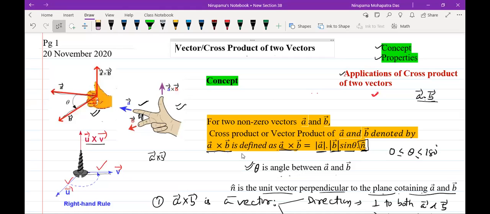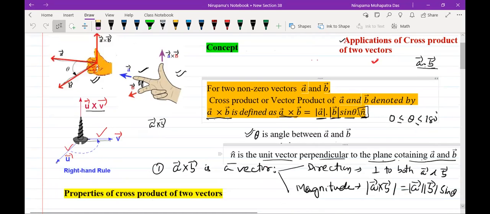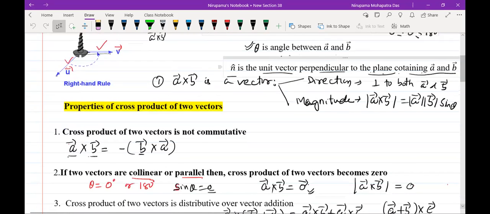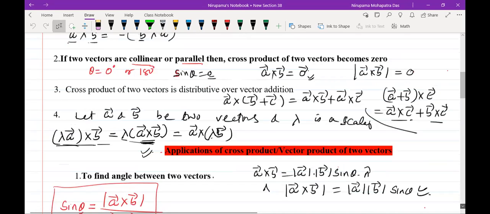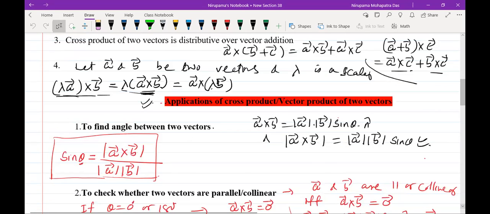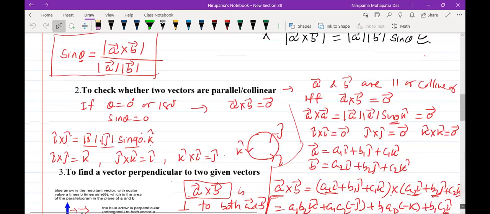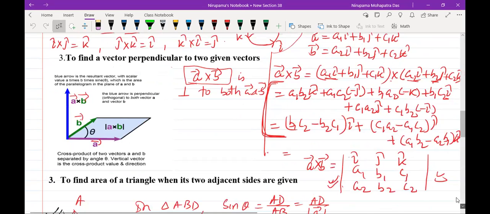I think I should have told you here, whenever you are checking for 2 vectors parallel, collinear. It is one of the applications to check whether 2 vectors are parallel, collinear or not. So what is the condition for 2 vectors to be parallel? That condition I have to tell you here.